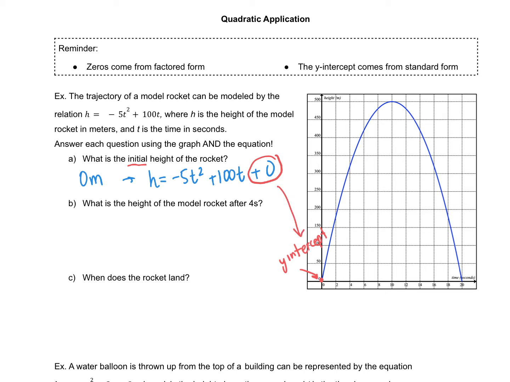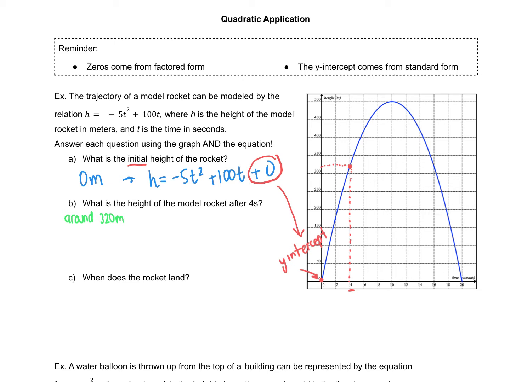No calculations needed here. What is the height of the model rocket after 4 seconds? Now we've done questions like this, but if we look at the graph, here's the time 4 seconds. I'm going to go up to see where I reach my parabola, which is roughly here. And then I'll move across to predict the height. And it looks like it might be maybe 320 meters. So I'll make my prediction here, around 320 meters. And that's from the graph.